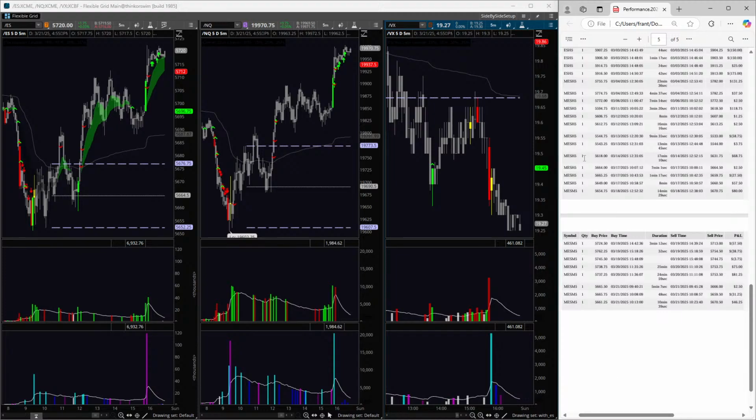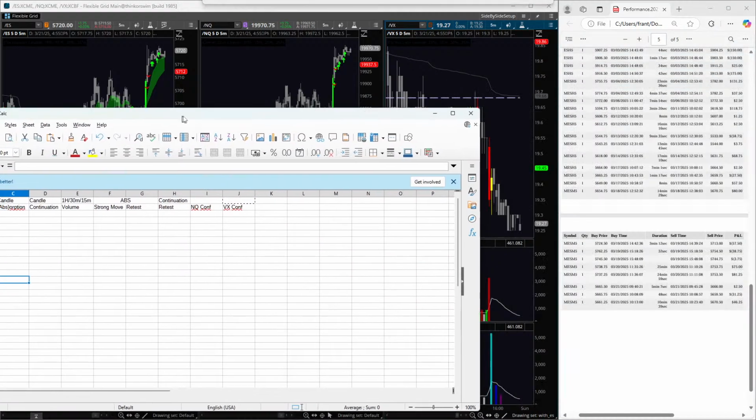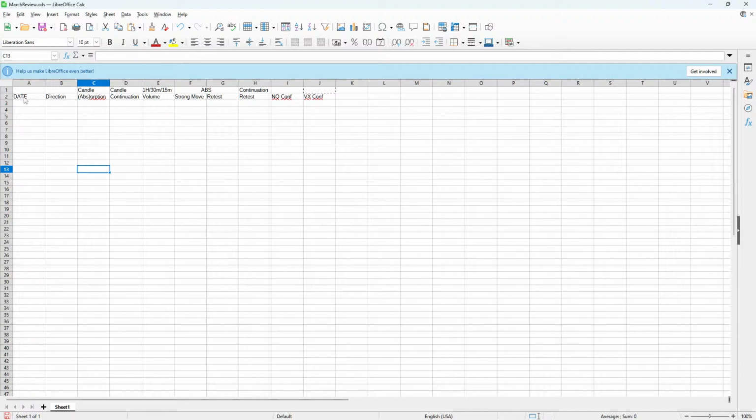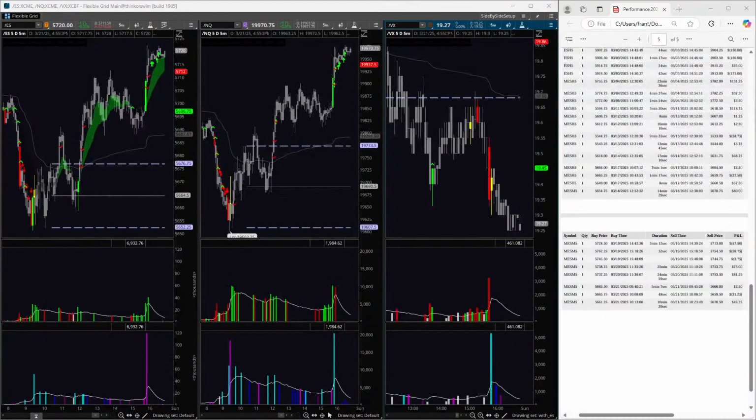And then I have this here: the date, direction, absorption, continuation, based on the higher time frames, and then it's volume. Was there volume on the higher time frame? Was it a strong move from one of those higher time frames? Was it a retest? Was it a retest for absorption, or was it a continuation from a buying area, right? So I will probably be getting another absorption, and then NQ and VIX confirmation.